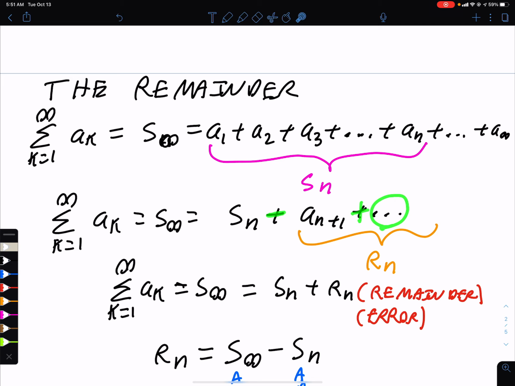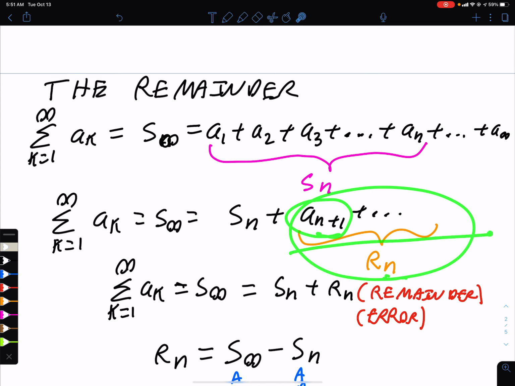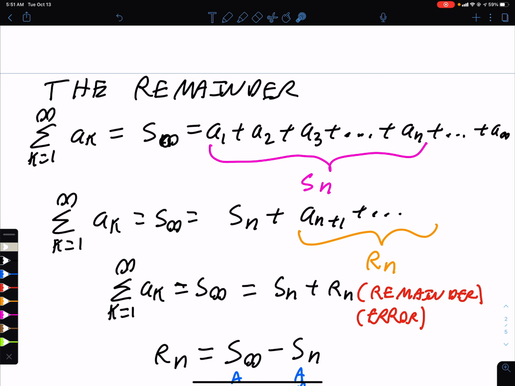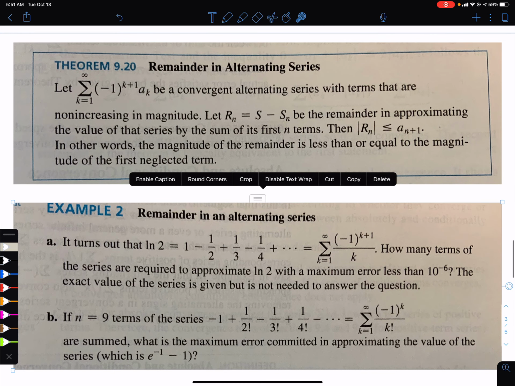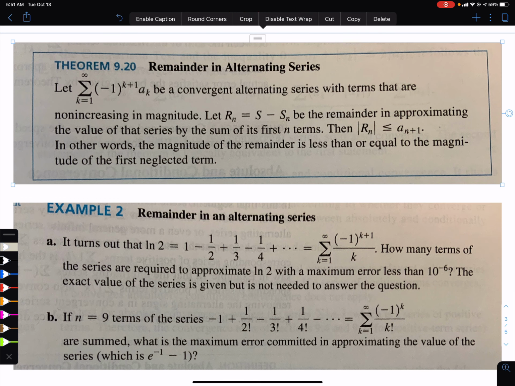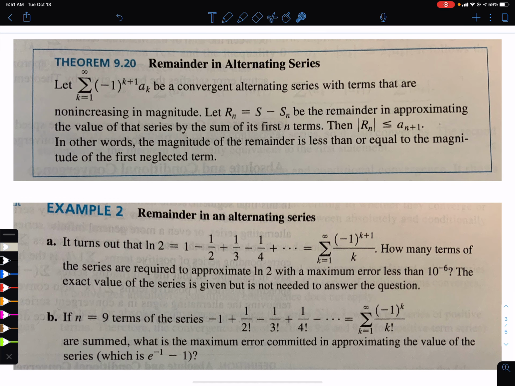When you add the next thing, you're going to make this smaller in magnitude, because this was negative and you're adding, so in magnitude it's going to be smaller. So the rest of the terms added up in magnitude will always be smaller than that term. The rest of the terms added up is the error. The error will always be smaller than or equal to that term. That's what this theorem is saying. If you want to find the remainder, it is always going to be smaller than or equal to the next term in the series.